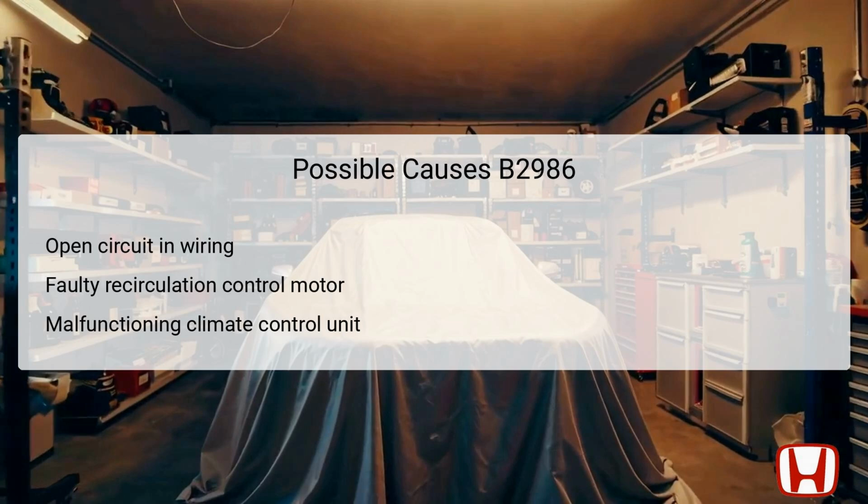Another possibility is a faulty recirculation control motor itself, which may not operate even when receiving the correct signals from the climate control unit. Lastly, if the climate control unit fails, it may not send the correct commands to the recirculation control motor, leading to erroneous operations. Each of these issues requires inspection and testing to determine the exact source of the fault, enabling efficient repairs.